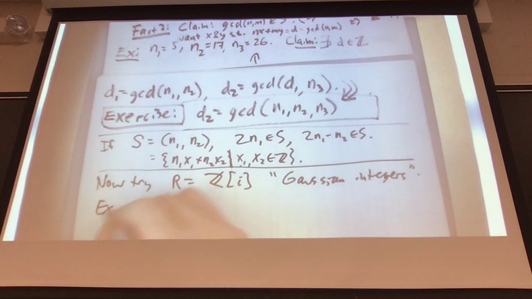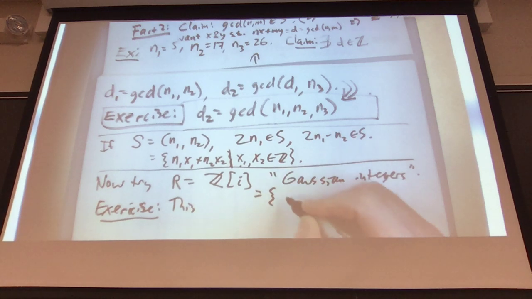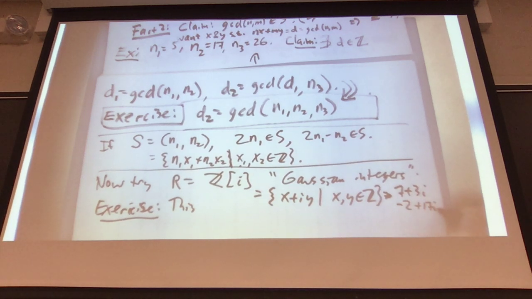Exercise. What does this mean? Z adjoin i. What does that mean? It's a set of complex numbers whose coordinates are integers. So x plus iy, where x and y are integers. So who's in here? 7 plus 3i. Negative 2 plus 17i. These are typical elements of the Gaussian integers.